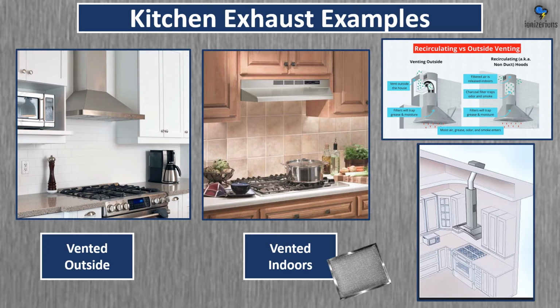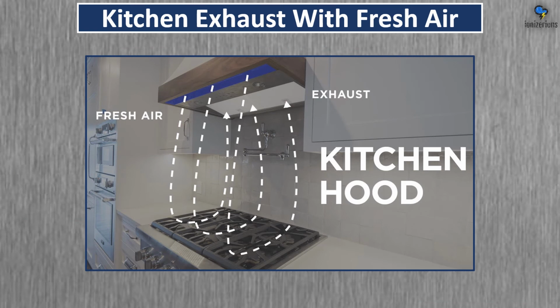Kitchen exhaust examples. In the first image, you can see the type of hood that's vented outside. In the second image, you see the type of hood that's vented indoors and might have a carbon filter inside of it. The last two images again just show how air can be circulated inside or outside and how it would look with the vent going outside. Kitchen exhausts with fresh air. In this example, the exhaust fan is very strong, so you need fresh air to come in so you don't get the backdraft. Again, this is just an example.